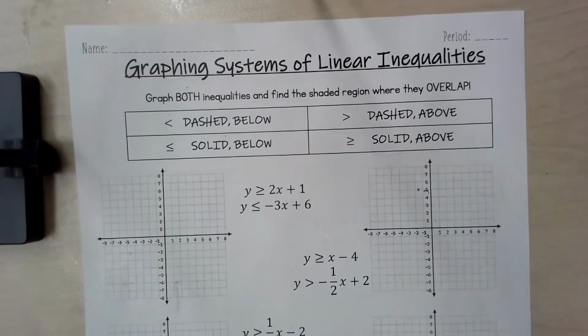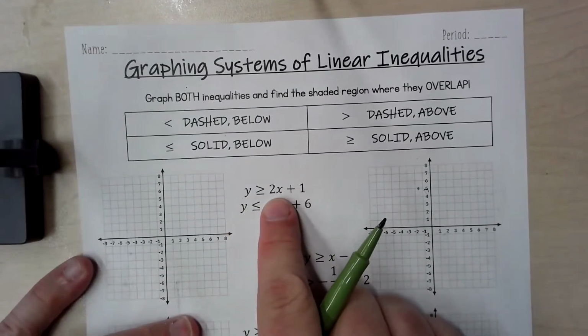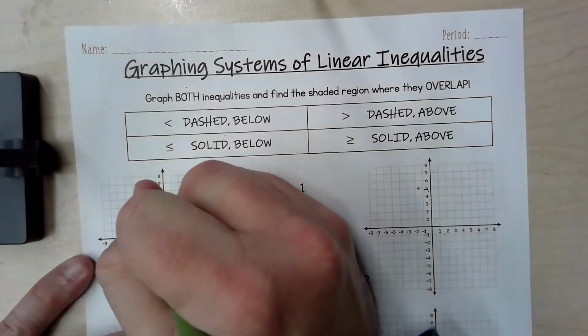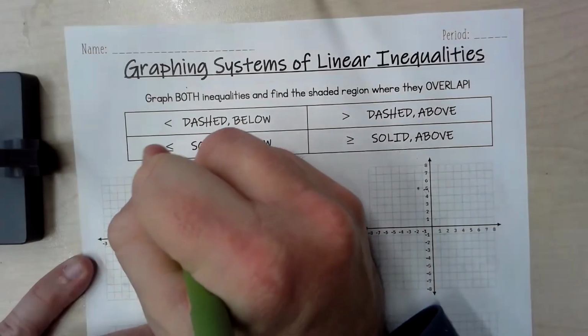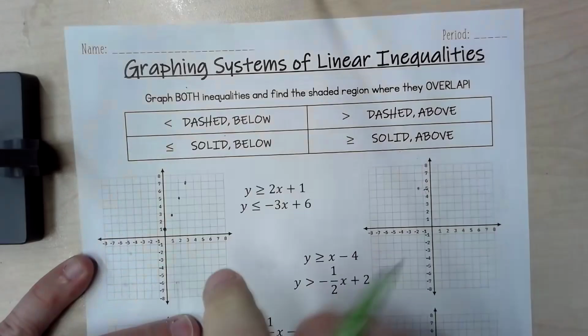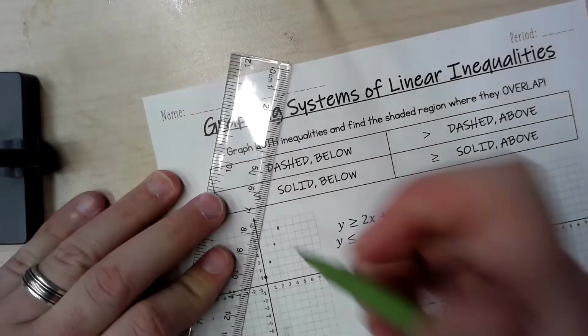So I still start with, I guess you've got to do one line at a time. All right, my first one, my y-intercept is +1, and my slope is 2. Up 2 over 1, up 2 over 1, up 2 over 1. And it's got the "or equal to," so then I know it's a solid line.